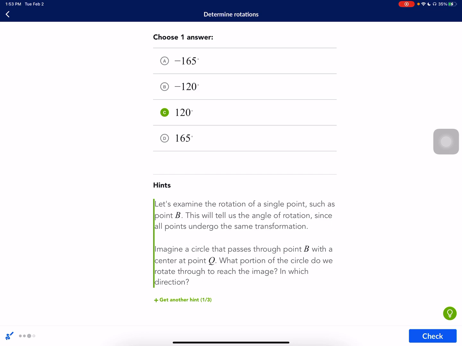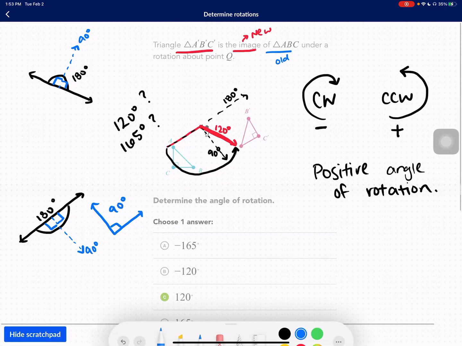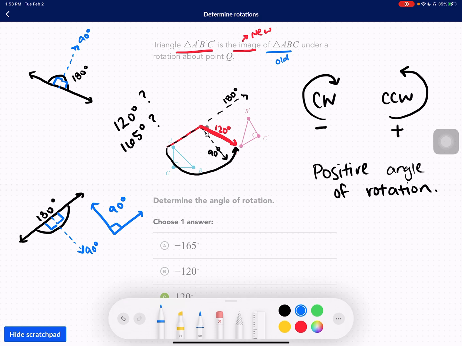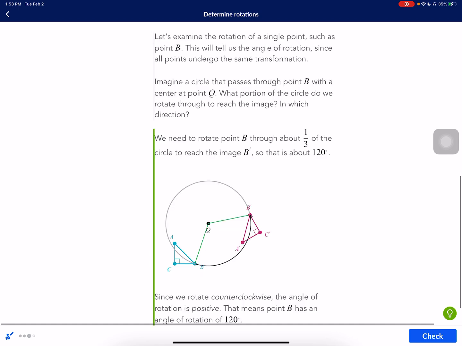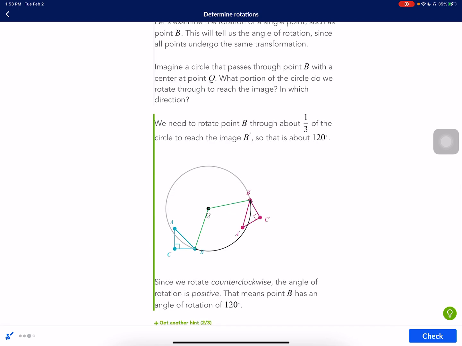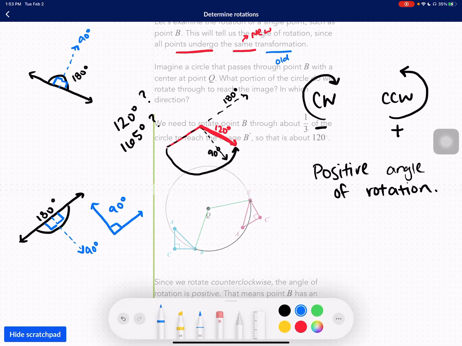So again, it's saying, let's examine the rotation of the point B. Let me see, did I use B? I think I used A. Yeah, I used A, but you definitely could have used B. So let's see how they use B. Okay, you see there? So they went from B, which is down, let me erase all this stuff here.